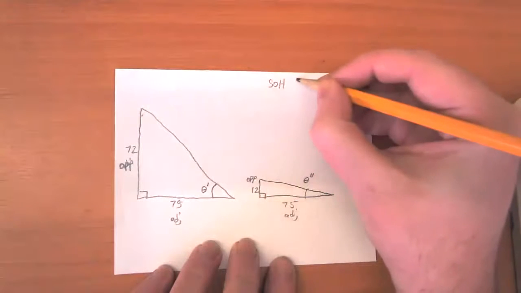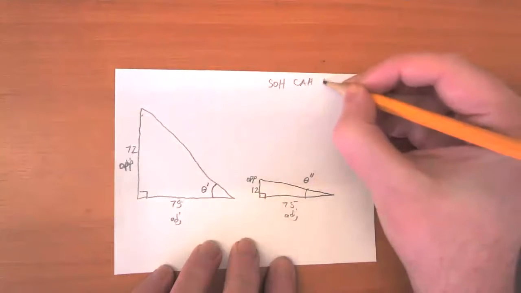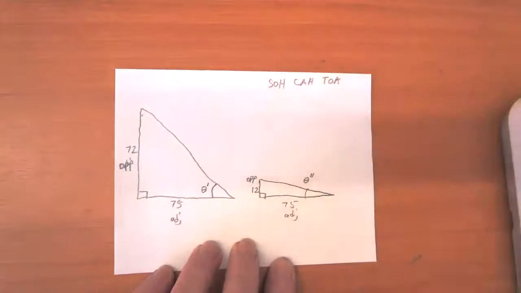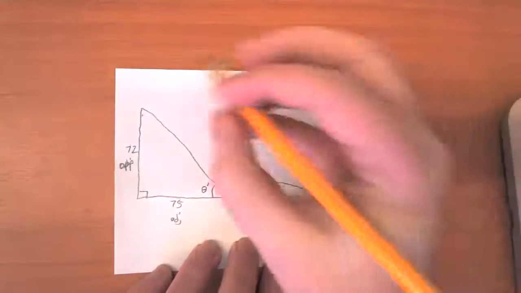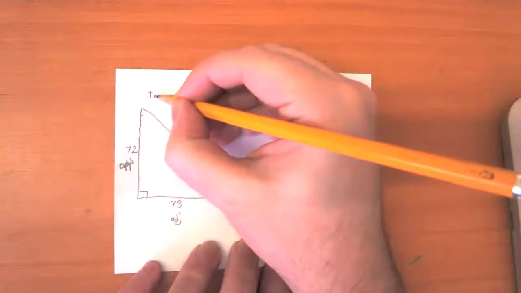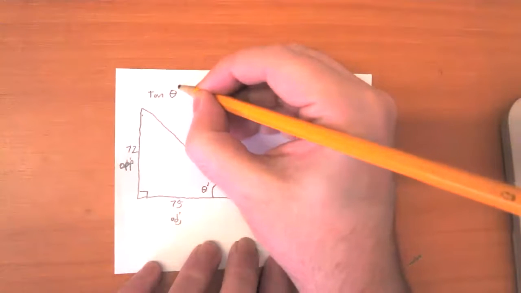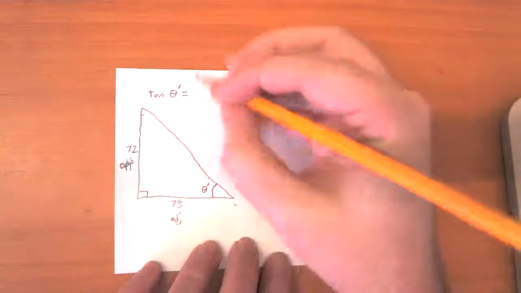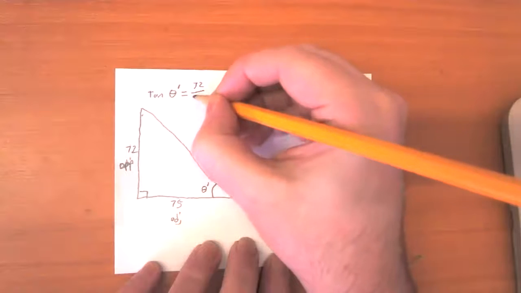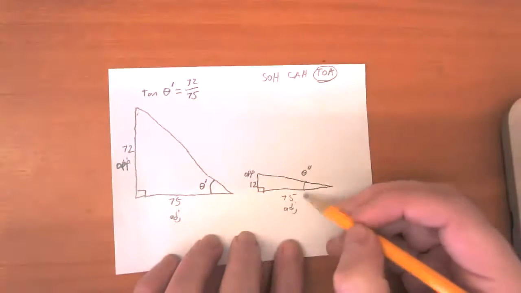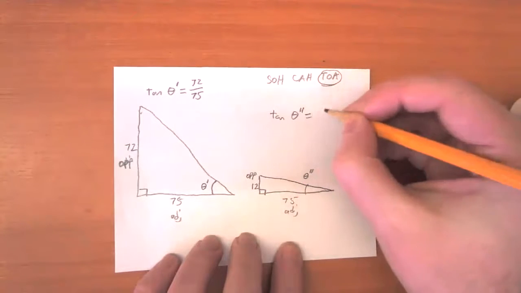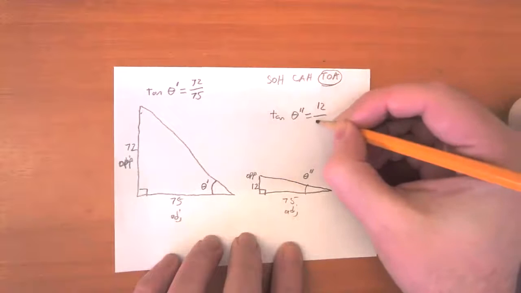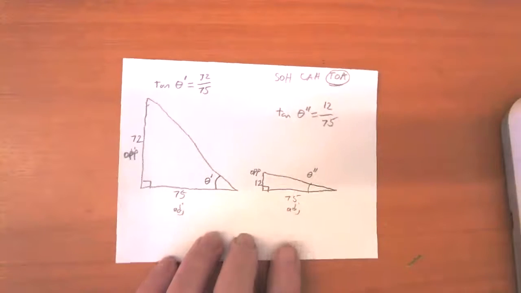So when we're talking about SOHCAHTOA, both of these triangles are talking about opposites and adjacent. So which trig function do we use? Opposite and adjacent goes with tangent. So the tangent of theta prime is equal to opposite over adjacent, 72 over 75. In this one, tangent of theta double prime is equal to, once again, opposite over adjacent, 12 over 75.